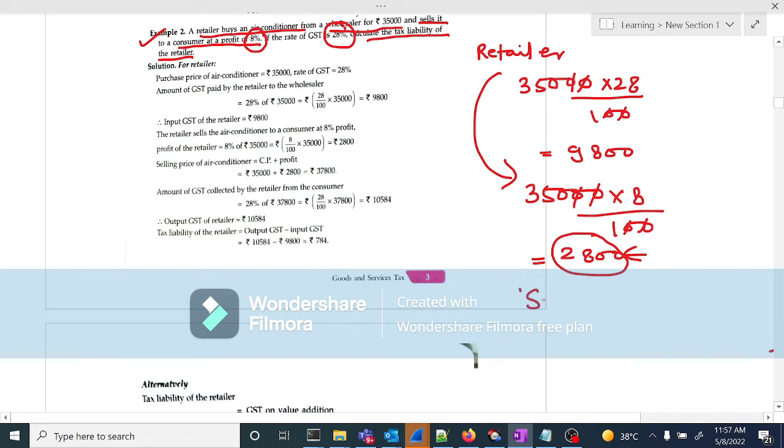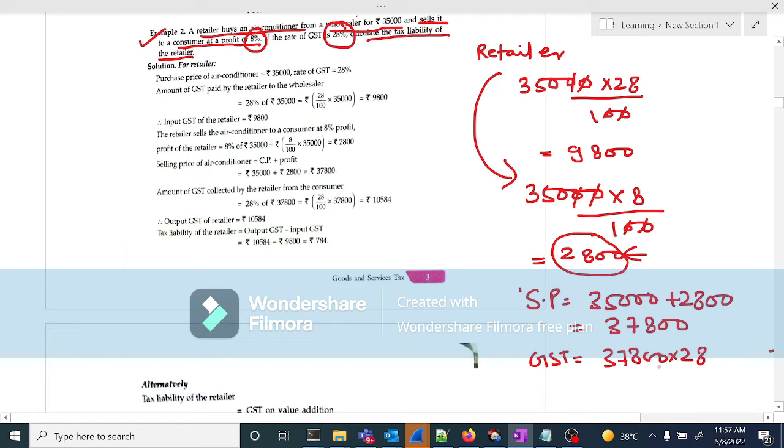So now the SP will be how much? 35,000 plus the profit the retailer is making, that is 37,800, right? So now the customer will pay GST on this amount, right? 37,800. How much? 28%. So that will be how much?